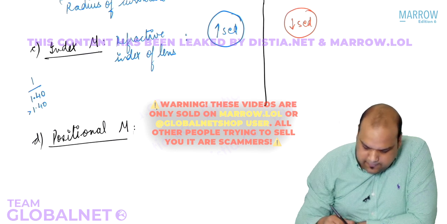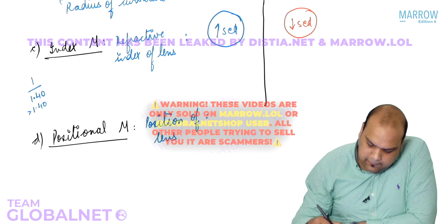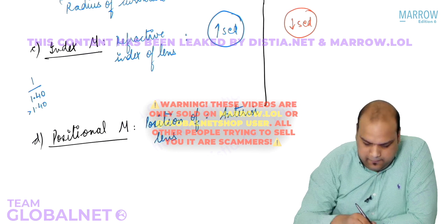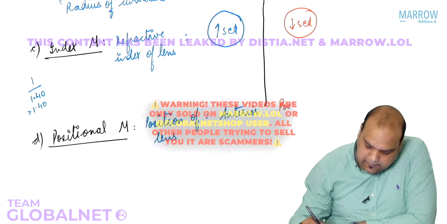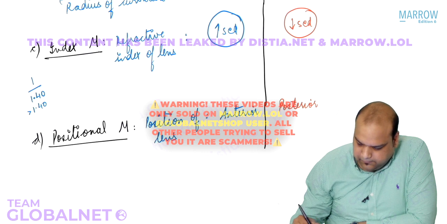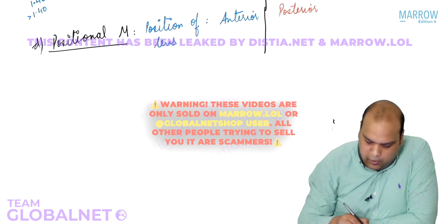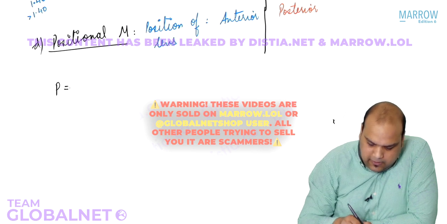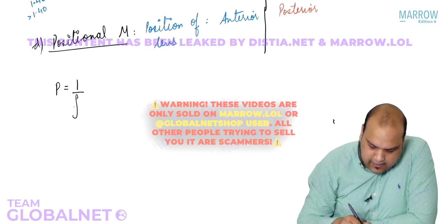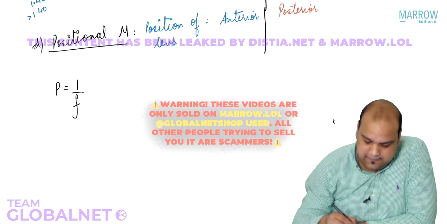Positional myopia depends upon the position of the lens. If the position of the lens is anterior, myopia will occur. If the position of the lens becomes posterior, hypermetropia will occur. Okay? Why is that so? Because of the formula, power is equal to 1 divided by focal length. Okay? What do you mean by this?